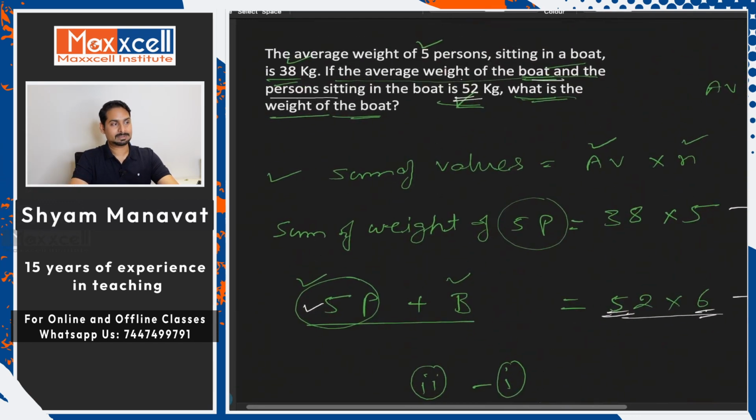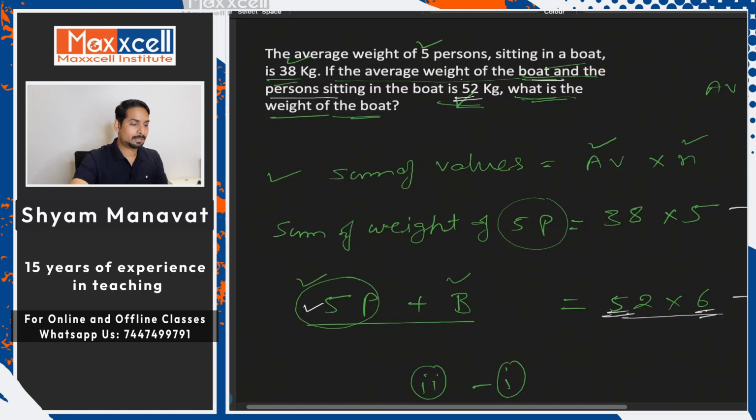The learning from this question is, if you have the average of a certain number of values and you take the average including one more person or one more number, then how will you calculate the weight of that person? You calculate the sum of values for 5 people and then the sum of values for 5 plus the new number, which is the boat. So apply the sum of values formula, do the difference, and you get the answer.